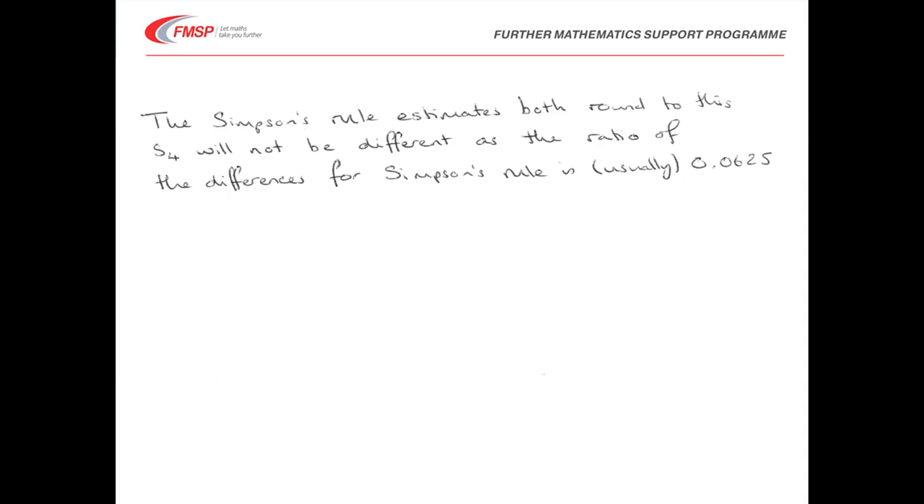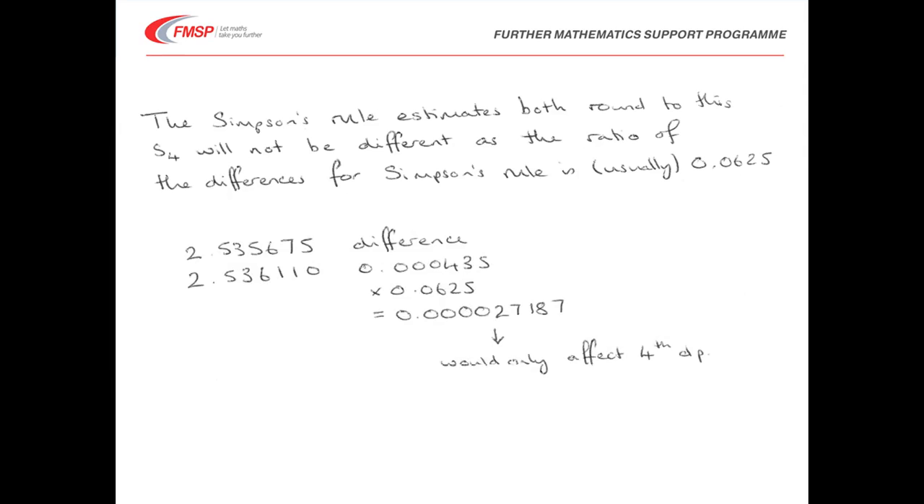So basically that means the next difference would be a 16th of the current difference, so the next gap would be a 16th. Now, those are our two estimates. Our current difference is 0.00435. If I work out a 16th of that, the value there we've got is 0.00002787. At best, that's going to affect the fourth decimal place.